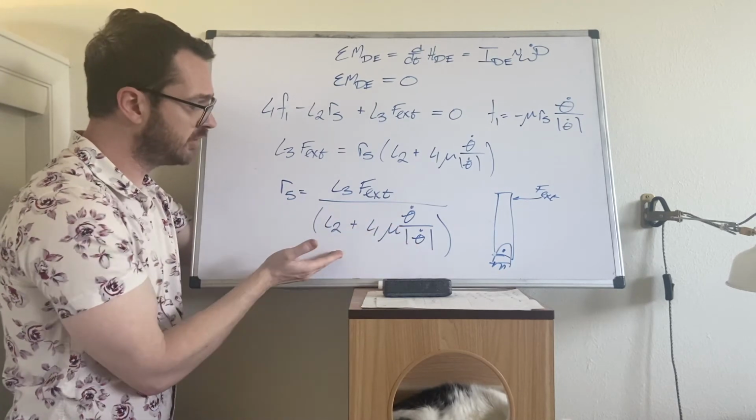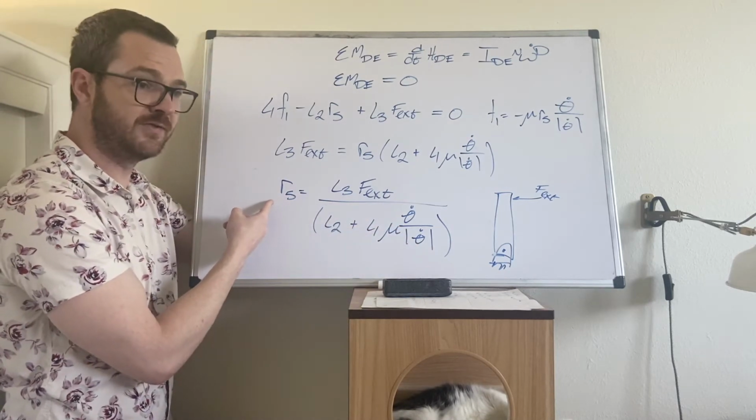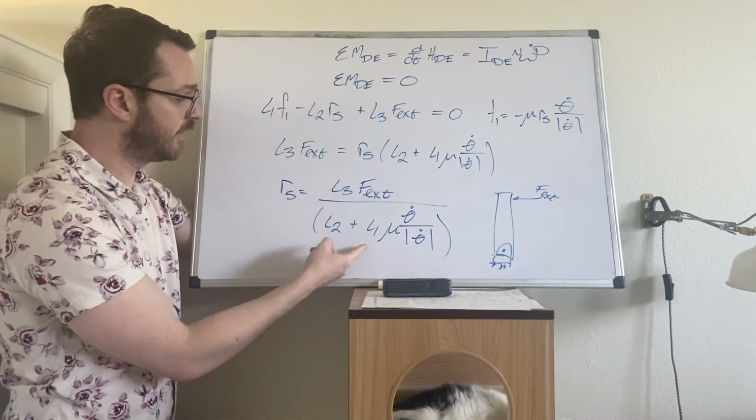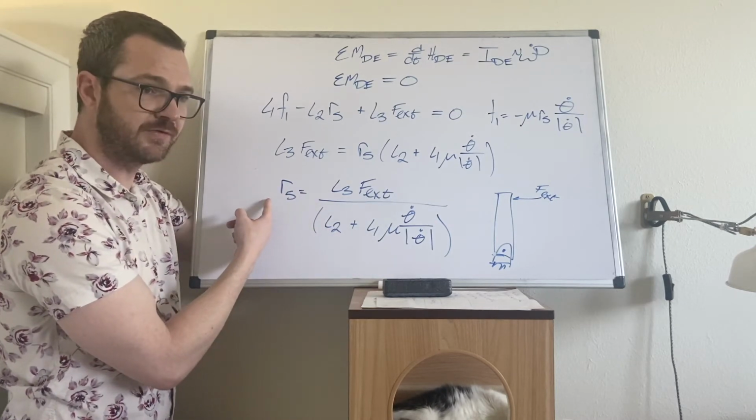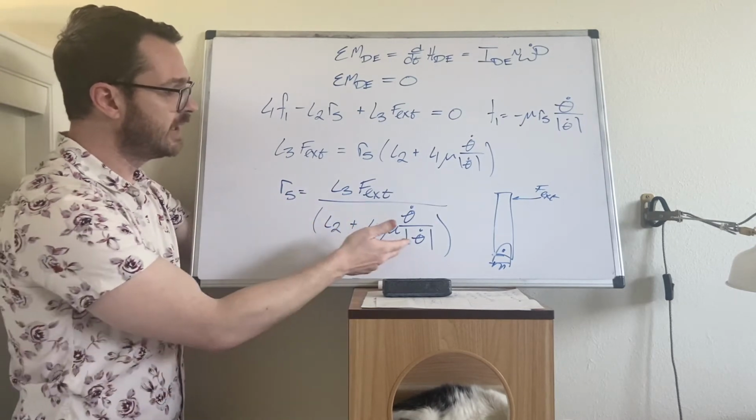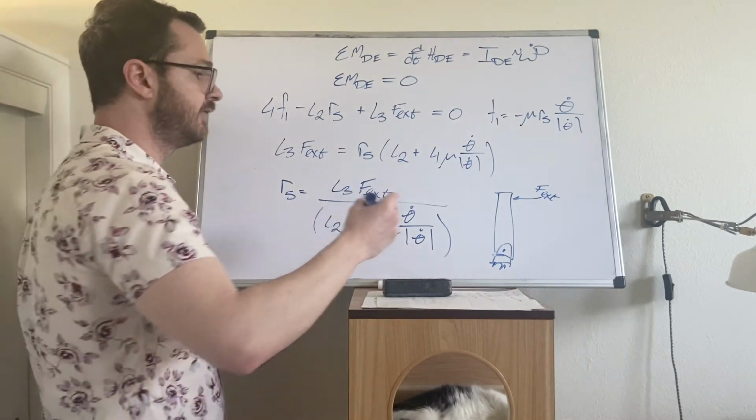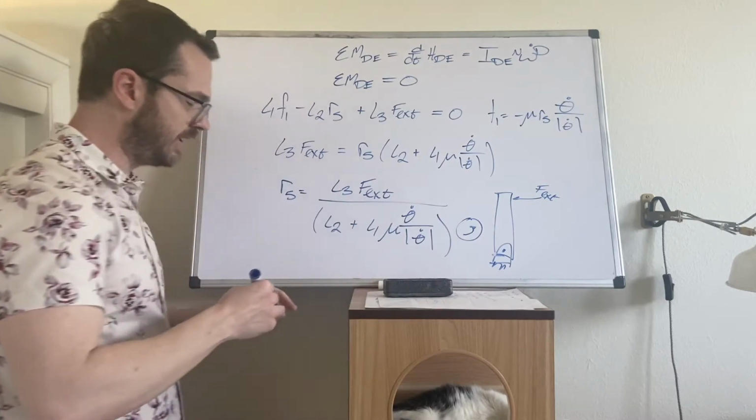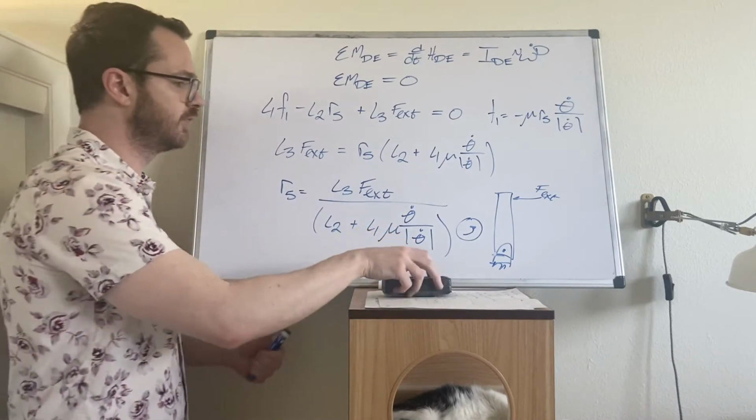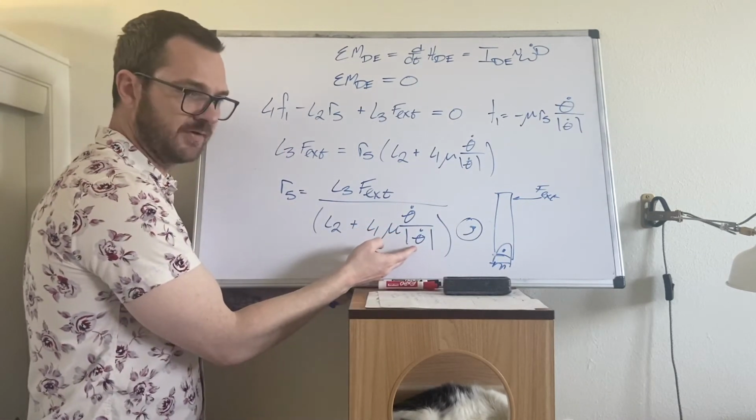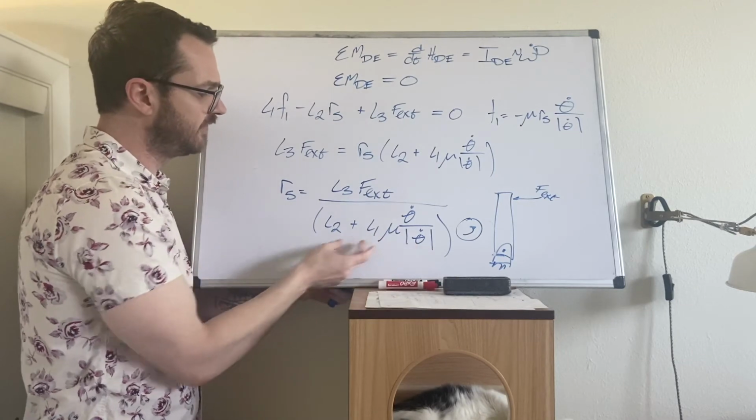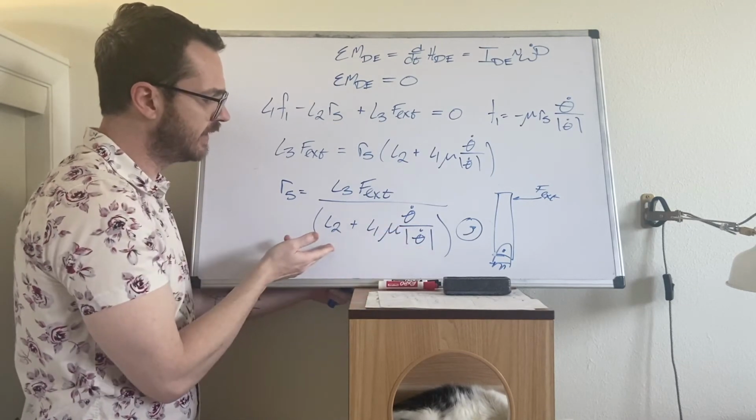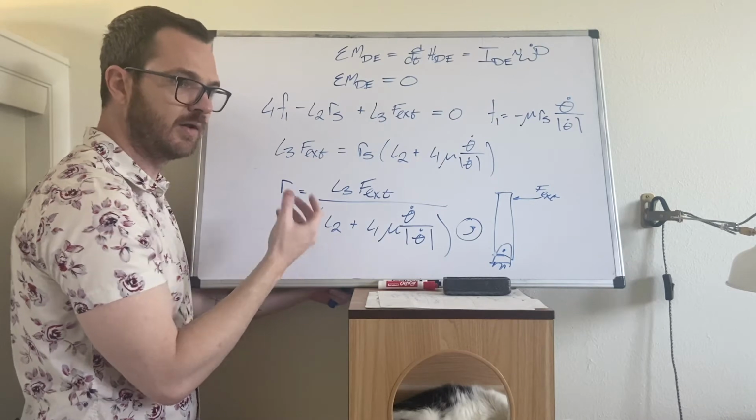If you're dividing by a larger number, then R5 is diminished. If you're dividing by a smaller number, then R5 is increased. Okay, if the disk is spinning in a positive direction, here's the disk, and the disk is spinning in a positive direction, what happens? This is positive, and then this adds, and that makes the denominator larger.